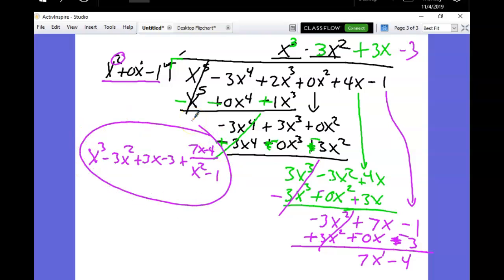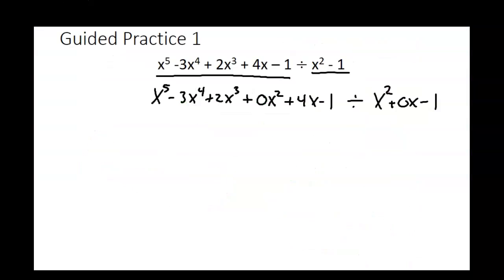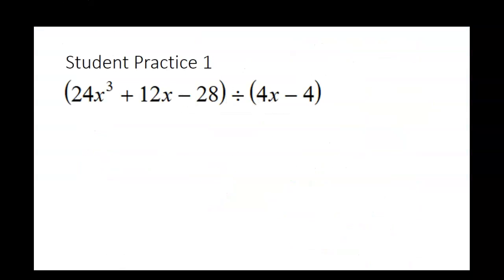So I'm going to let you try one more on your own, completely, from beginning to end. Okay, here you go. Student practice. Before you begin, make sure you make all the terms there. We're missing something in this first one, right? So you need a 0 in there somewhere. Different type of problem. All right. So I'm going to say the answer. 6x squared plus 6x plus 9, and then you have a remainder of 8 over 4x minus 4. All right, we're going to move on to our next topic here.